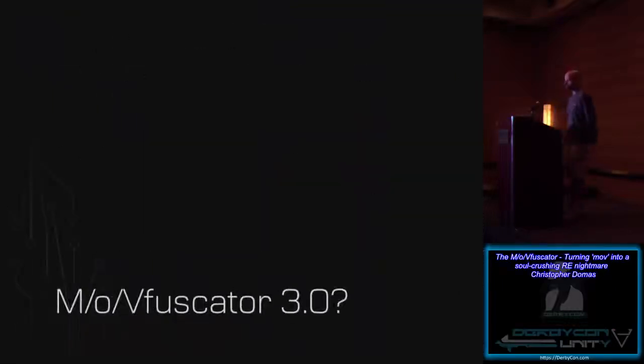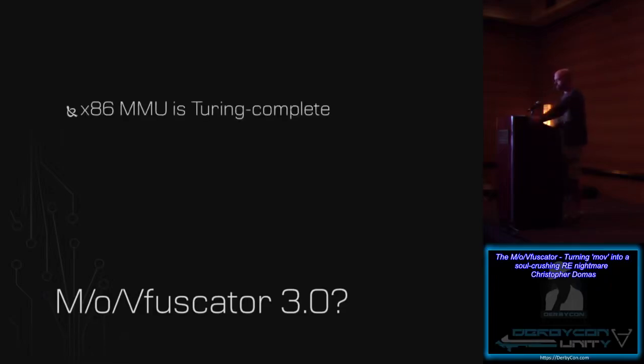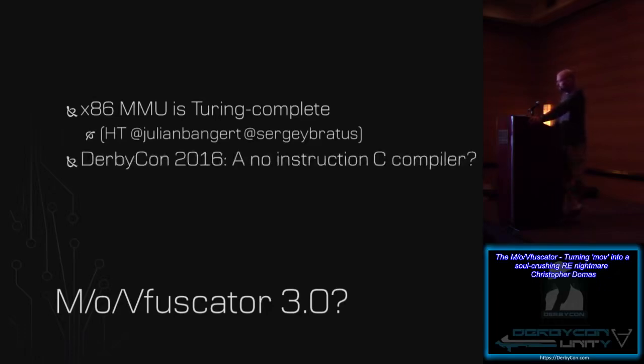So I was still having fun with this, wasn't ready to call it quits, trying to think of ideas for MoVfuscator 3.0. And a friend of mine pointed me to this paper showing that the x86 memory management unit is Turing complete. What that means is that you don't need any instructions in x86 for Turing completeness. The page faults and exception handling mechanisms in x86 are Turing complete by themselves. That research is courtesy of two guys, Julian Bangert and Sergey Bratus. Pretty sharp guys, but I think my goal for next year would be to have a C compiler that outputs no instructions.